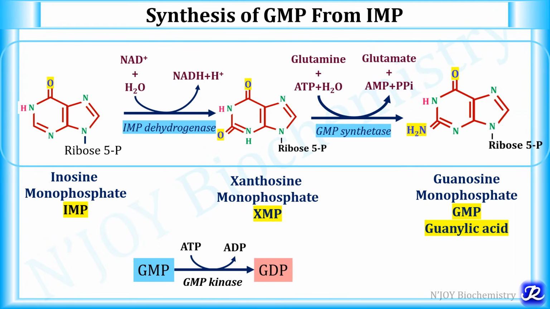And from this GMP further, there is formation of GDP by action of enzyme GMP kinase by phosphorylation, and then GDP is phosphorylated to form GTP by GDP kinase. So this is how from IMP first GMP is synthesized, and from GMP, GDP, and from GDP, GTP are formed.